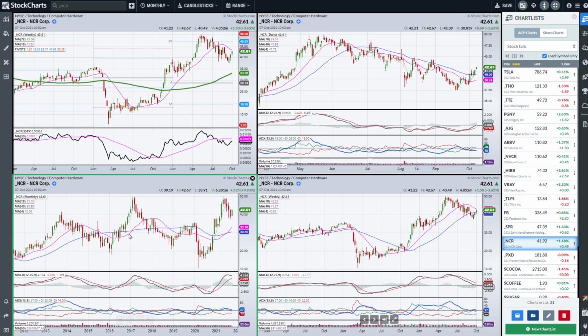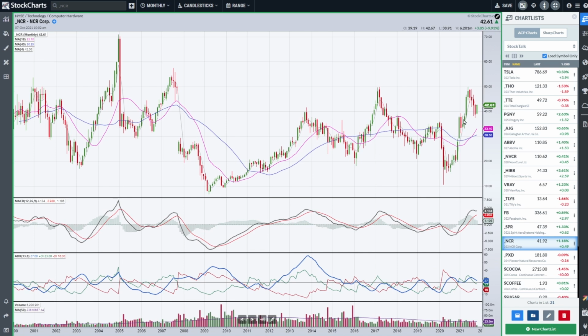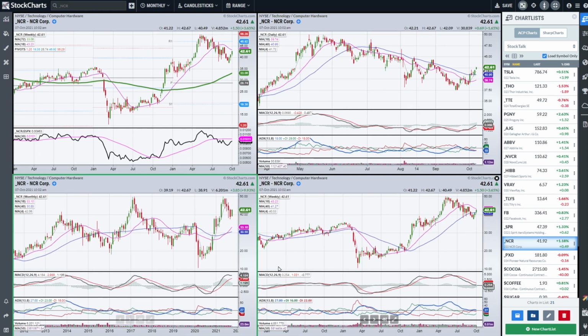So NCR, nice breakout. I want to look at this monthly chart. Let's zero in on this a little bit. So we had a really nice move to the upside, confirming momentum, both ADX and MACD. We took out this key level around 40, and now we're pulling back to it. So we've got 1, 2, 3, 4 bar pullback, and now we're trying to turn back up from this pinch. And so the monthly chart looks pretty decent.